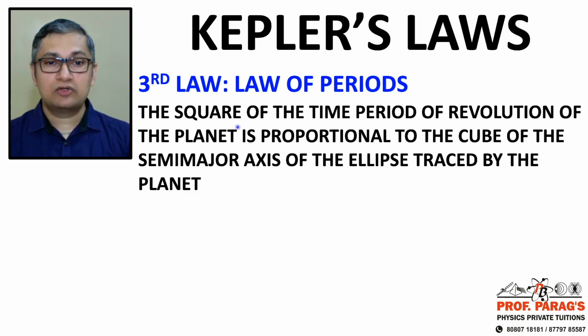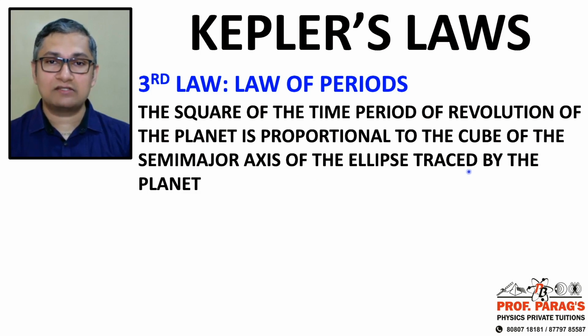So the square of the time period, that is T square, is directly proportional to the cube of this semi-major axis. What do we mean by semi-major axis? If you consider the planet and the sun and the elliptical orbit, it is the line joining the center of the sun to the center of the planet, that means our R, when it is farthest away from the sun. That is what we will call the semi-major axis of the ellipse traced out by the planet.